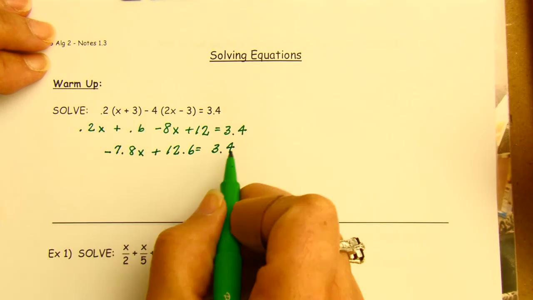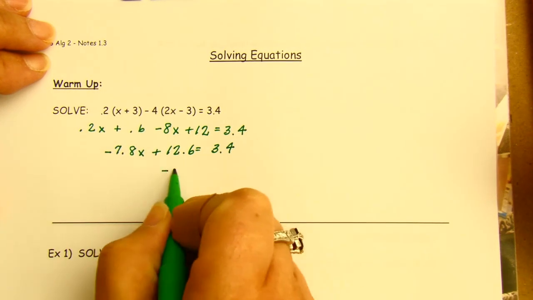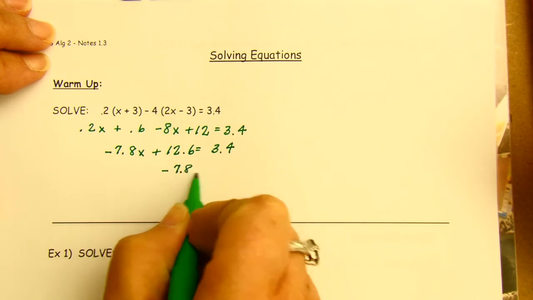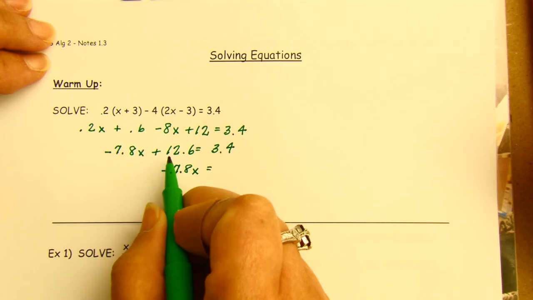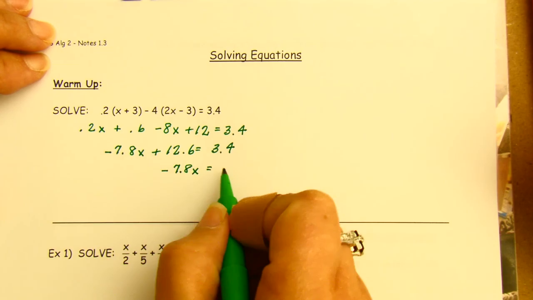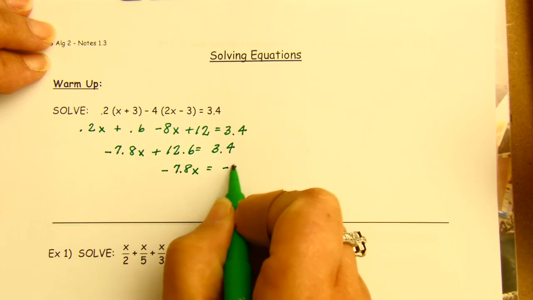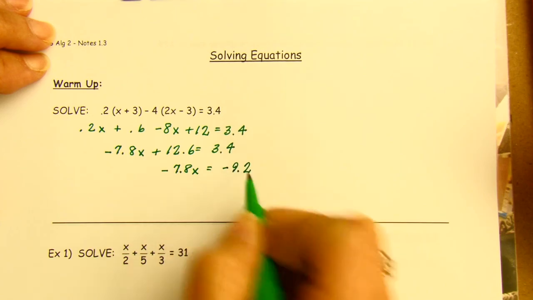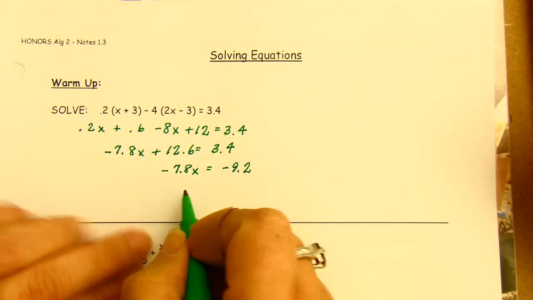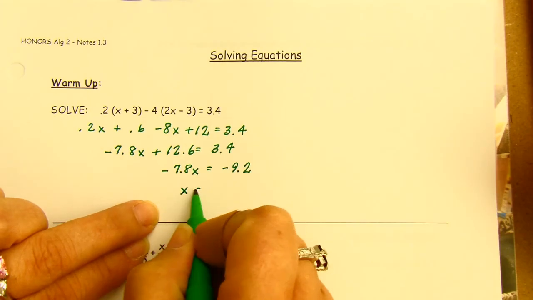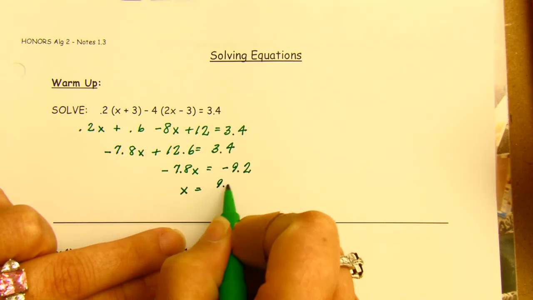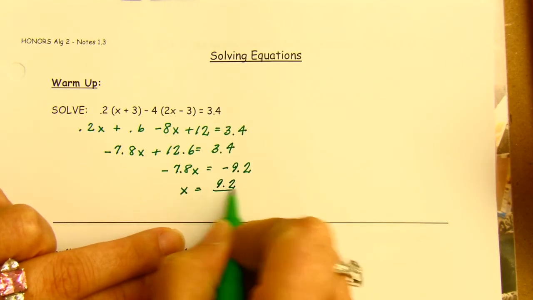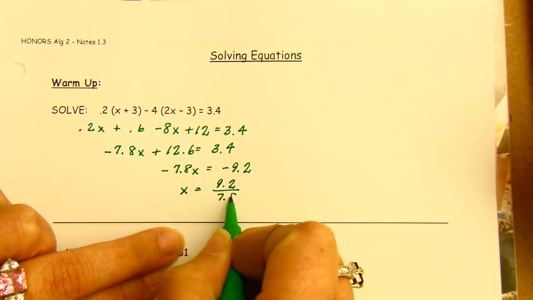I've got constants here. Negative 7.8x equals, remember you have to do opposite operations, so I'm going to subtract 12.6 from 3.4, and I get negative 9.2. And finally, we divide. X equals, negative over negative is positive, so I've got a 9.2 over 7.8.